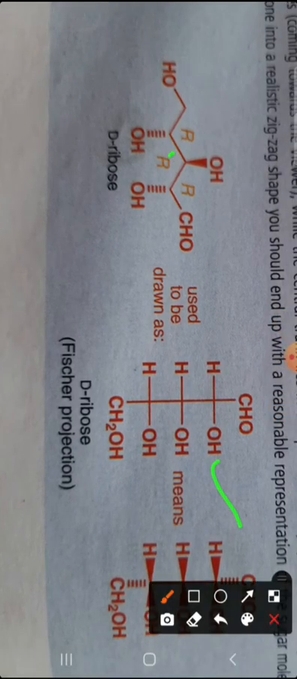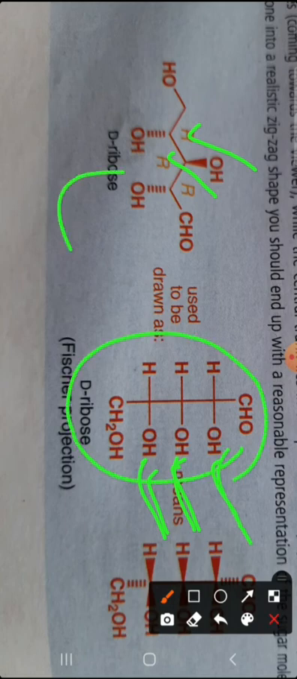So like that, this is also R configuration, this is also R configuration, and so the OH groups come to the right side of the molecule. So this is the Fischer projection of this molecule simply, and further we will discuss all the other molecules of carbohydrate to make the Fischer projection simple for us.